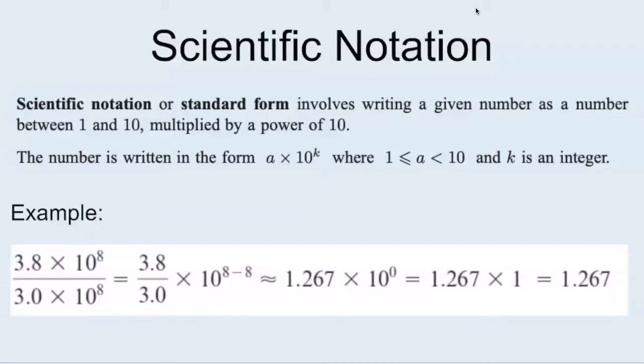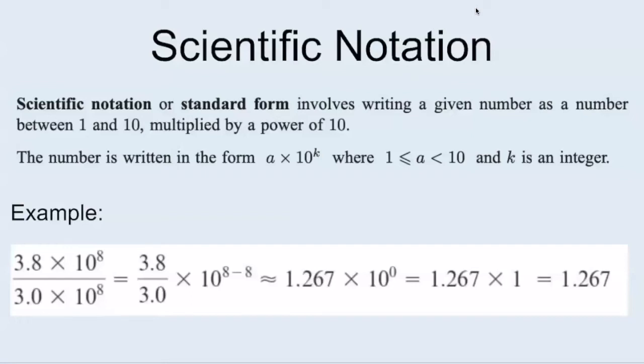What's important to note when you're working with scientific notation is that because you have multiplication, you could treat each part and evaluate it on its own. So if you see this example here, I want to evaluate 3.8 times 10 to the power 8 divided by 3 times 10 to the power 8. Rather than bring it out and express it in normal form, I'm just going to evaluate it using scientific notation and the laws of exponents.